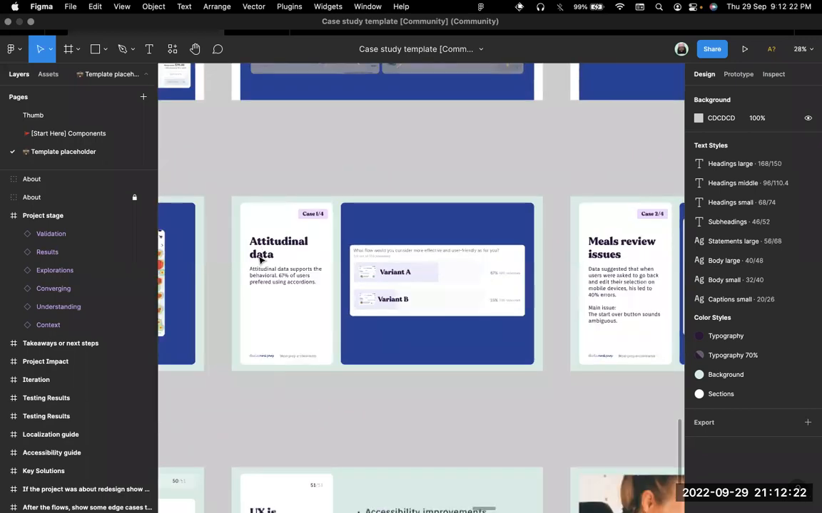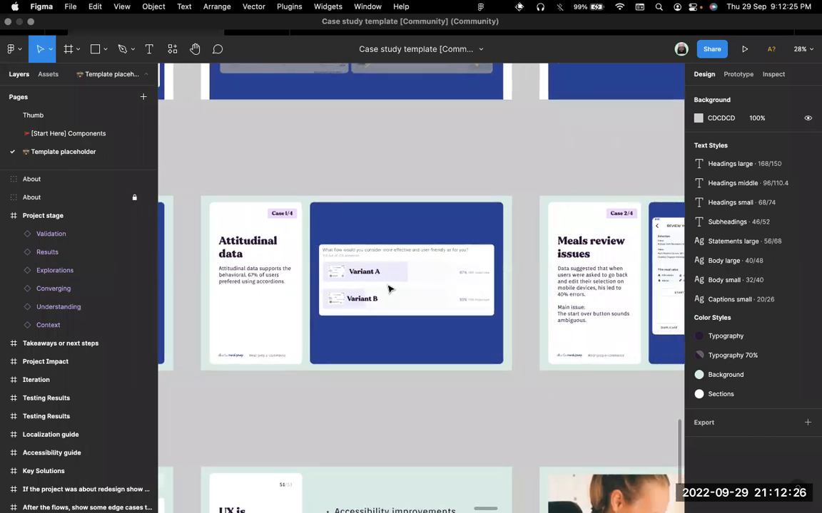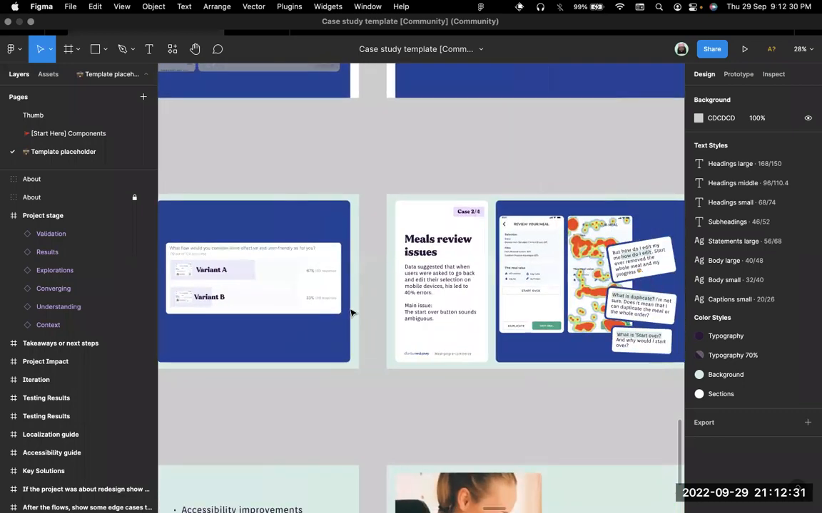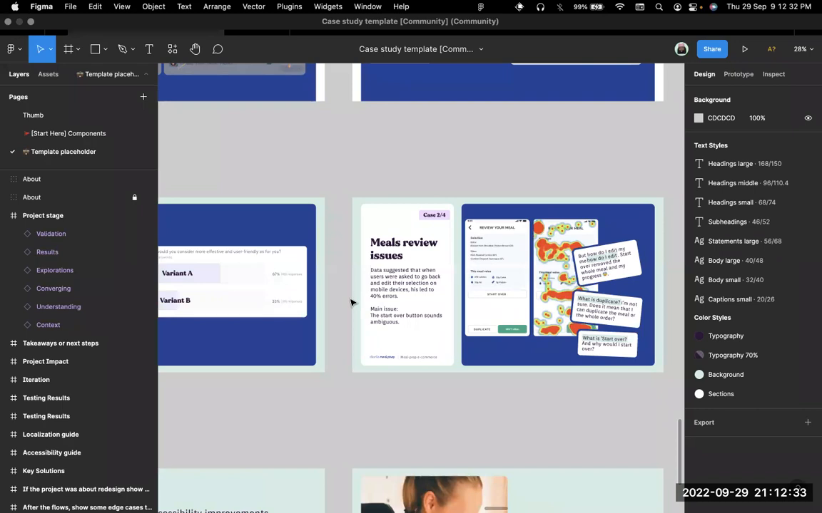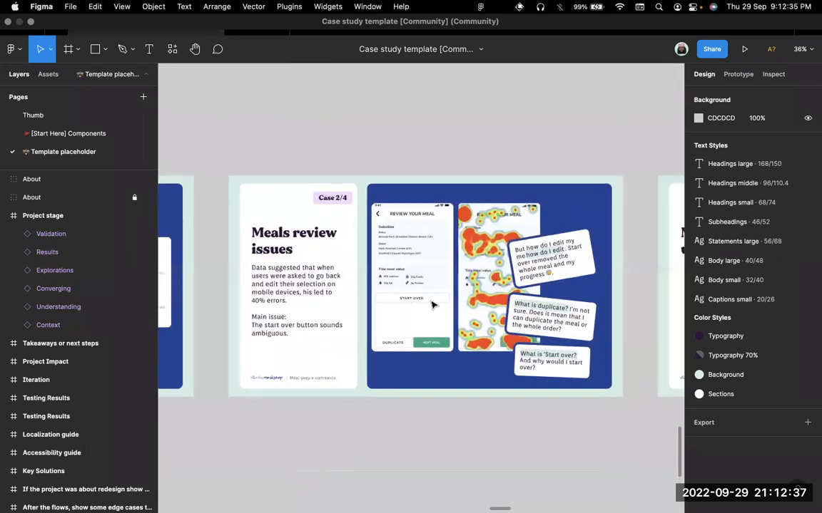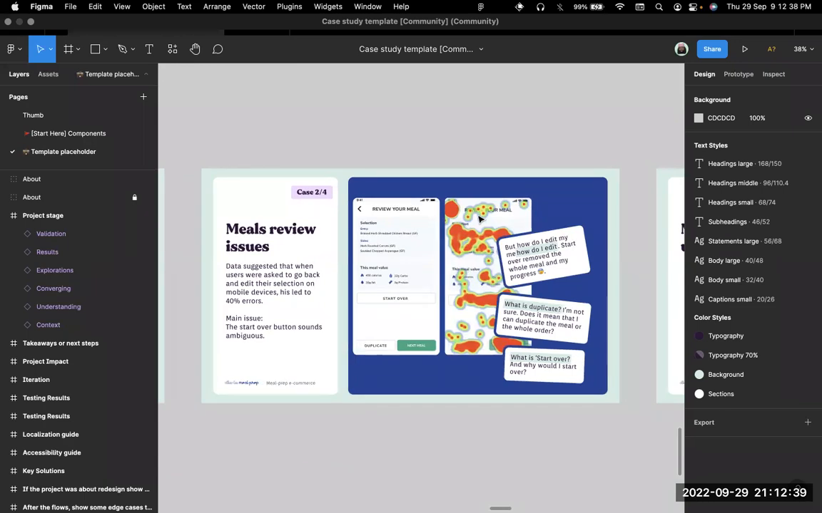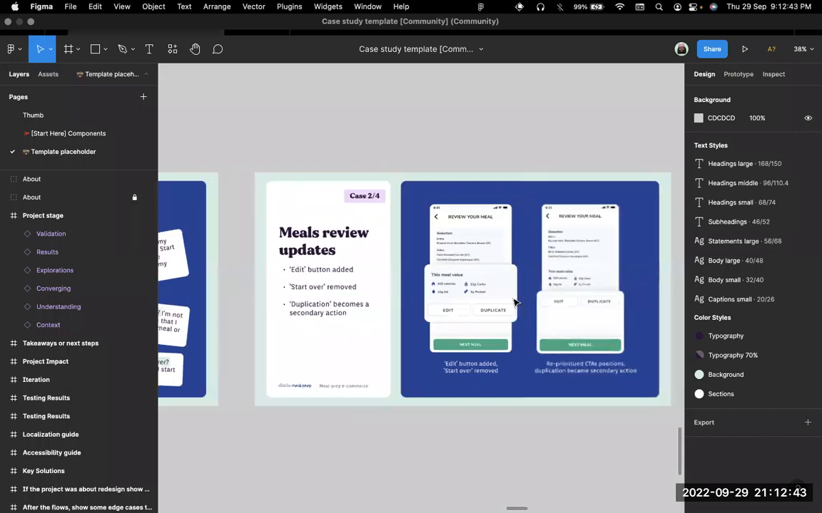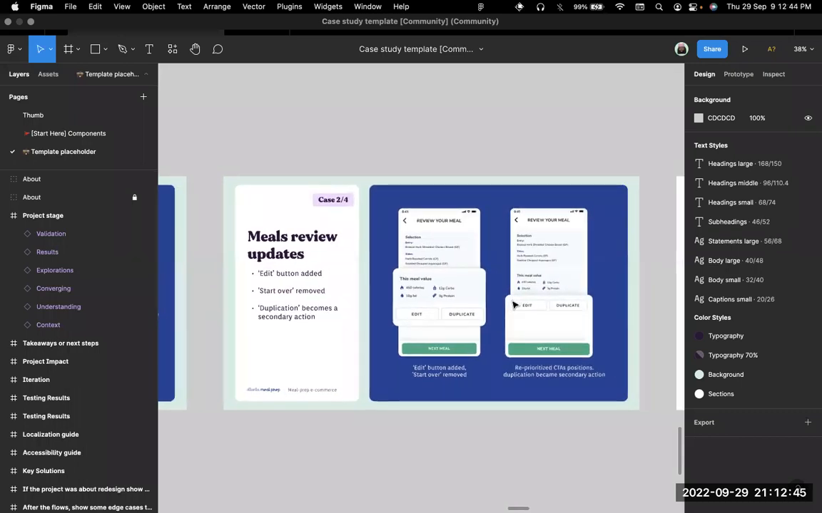So we have the attitudinal data where you get to interview those users again to use that solution, and then you see their attitudes around using that tool. And finally the meals review, so people are able to drop reviews, and you also see how comfortable people are dropping those reviews and what the review process looks like at the end of the day.